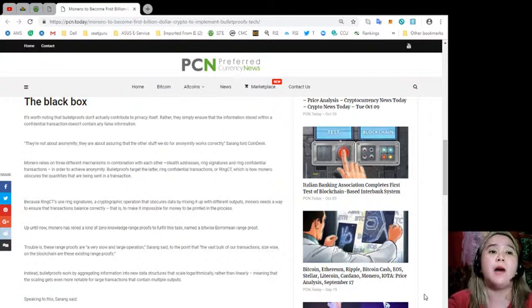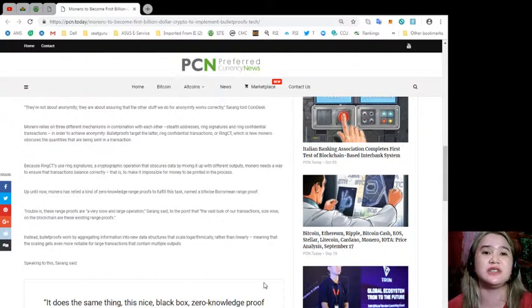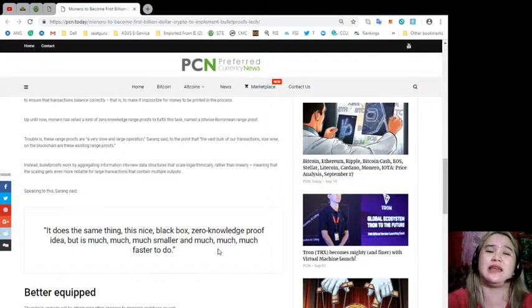Up until now, Monero has relied on a kind of zero-knowledge range proof to fulfill this task, named a bitwise Borromean range proof. "Trouble is, these range proofs are very slow and large operations," Sarang said, to the point that the vast bulk of transactions, size-wise, on the blockchain are these existing range proofs. Instead, Bulletproofs work by aggregating information into new data structures that scale logarithmically rather than linearly, meaning that the scaling gets even more notable for large transactions that contain multiple outputs.